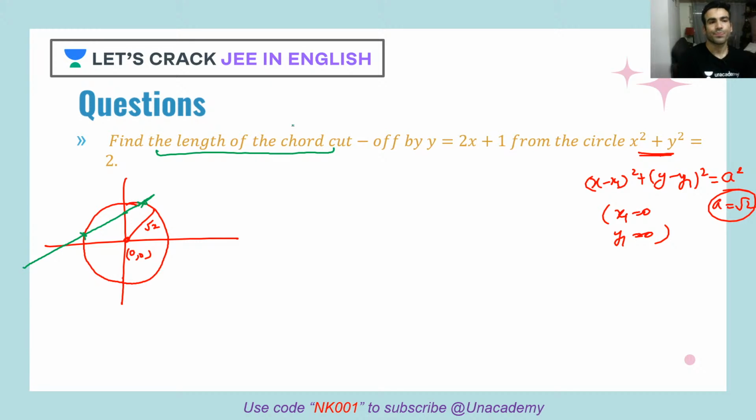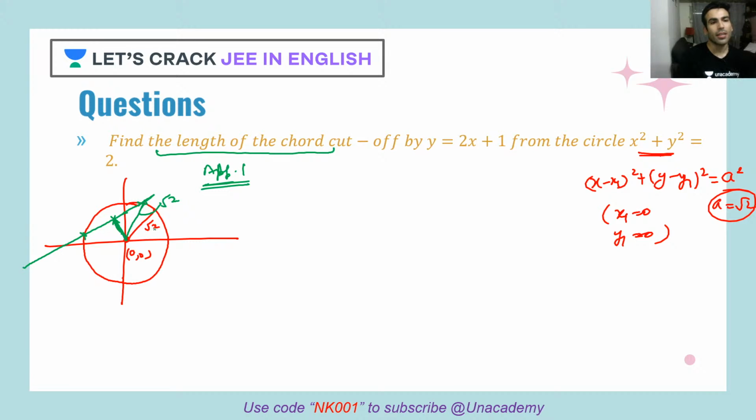Okay, so let's go. I'll talk about approach number 1 first. I know one thing, that for any chord, if I draw a perpendicular from the origin, from the center of the circle, it meets the chord at its midpoint. Correct? Now I know the radius, so that means I know this hypotenuse, root 2. Correct? I can easily calculate this part.